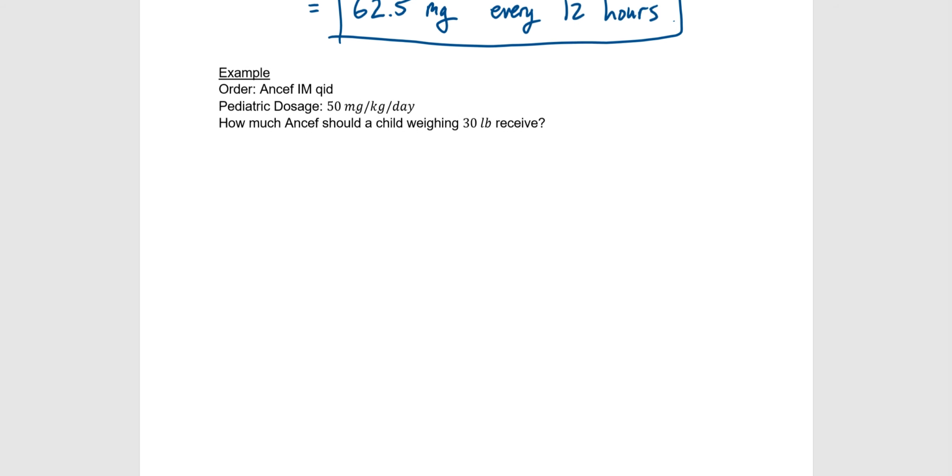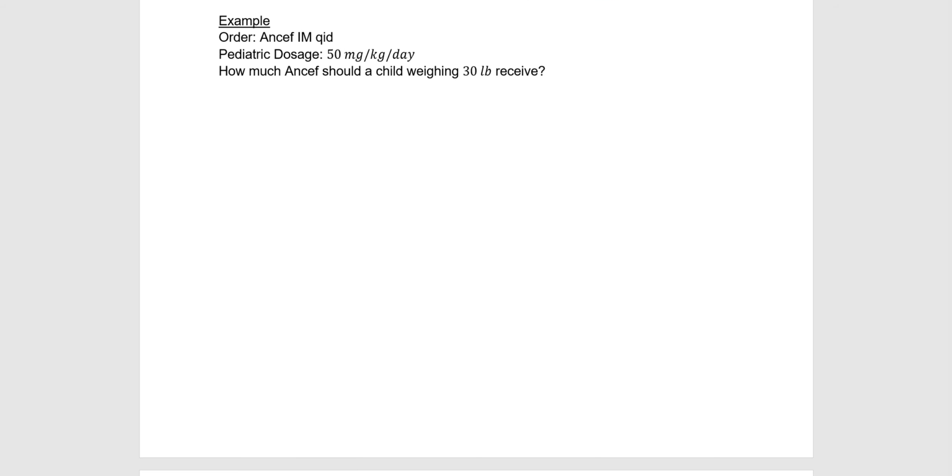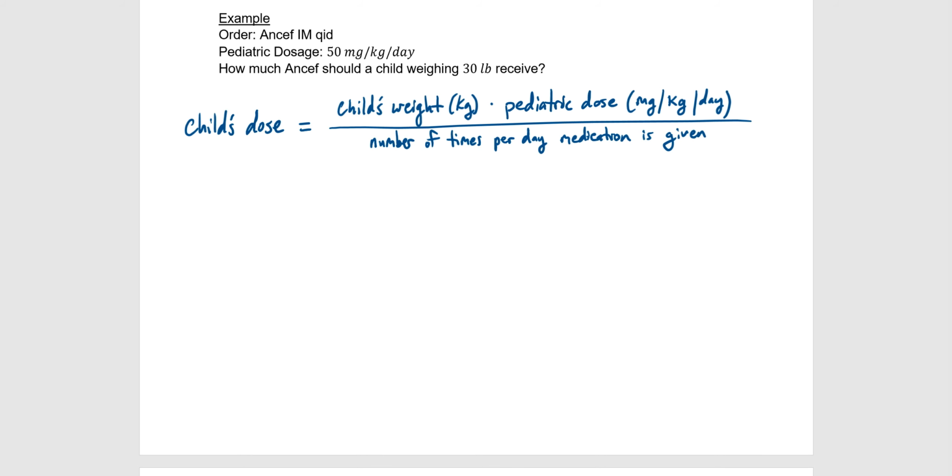Okay, so let's do another example. We have an order of Ancef, and it's going to be into the muscle every 4 hours. So the QID is every 4 hours, and the pediatric dosage is going to be 50 milligrams per kilogram per day. We want to know how much Ancef should a child weighing 30 pounds receive. Okay, so writing down the formula, we have the child's weight times the pediatric dose divided by the number of times per day it's given.